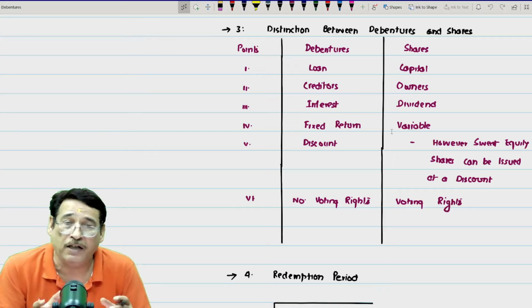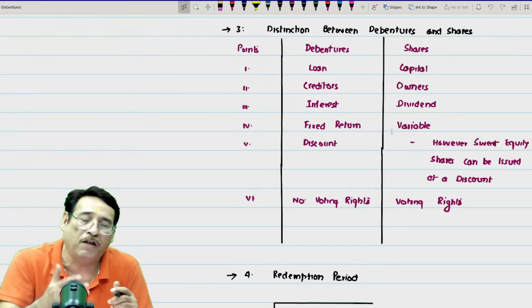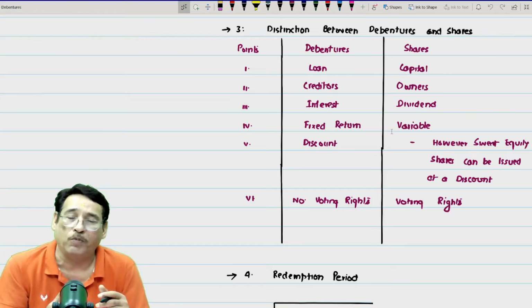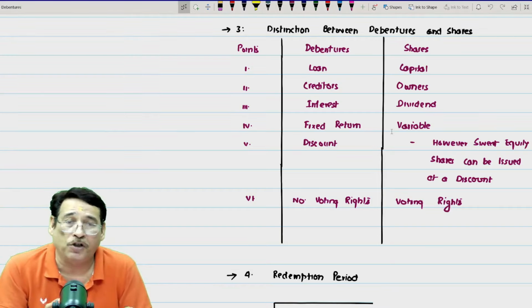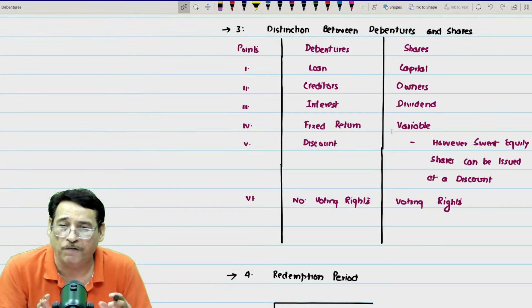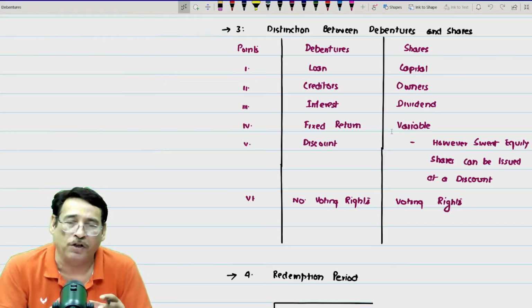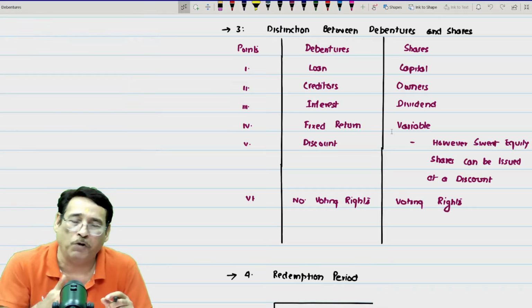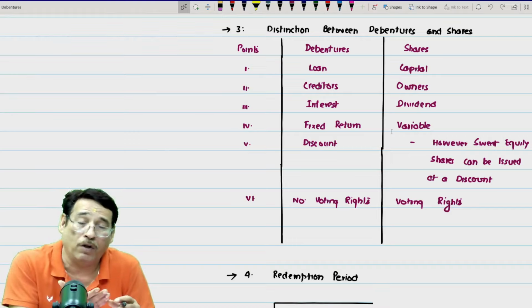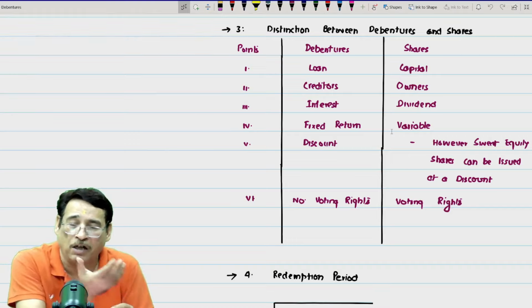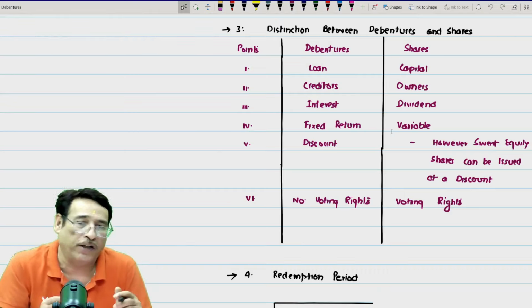So that is why we say that as far as income or the dividend is concerned, that is quite variable, because sometimes the dividend is given at a particular percentage, some other time it may be given at another percentage, which may be different from the earlier one. Further, debentures can be issued at a discount. Shares cannot be issued at a discount as per Section 53. However, there is one exception. A company can issue sweat equity shares at a discount still. Correct? Sweat equity shares are issued to employees or the directors of a particular company against their expertise or their technical know-how or their knowledge. That is sweat equity shares.